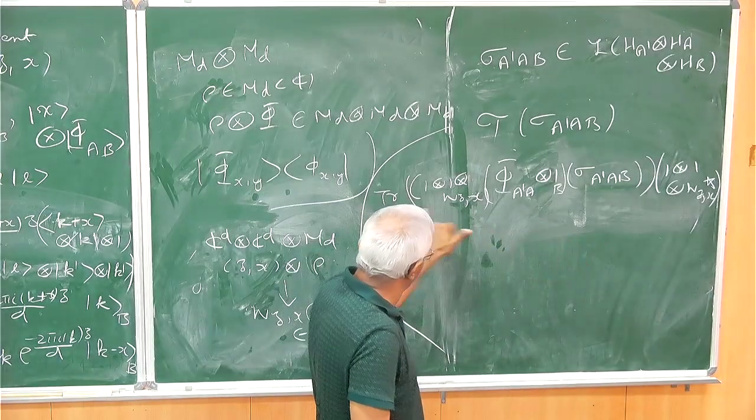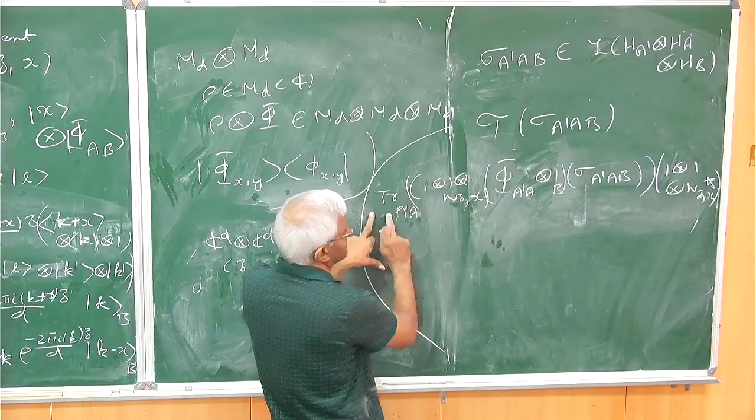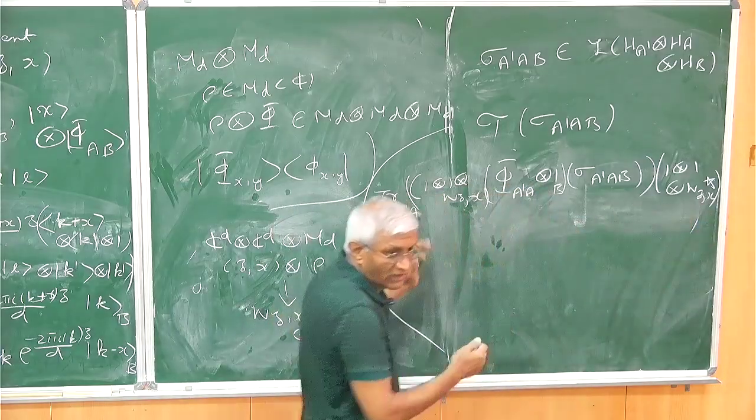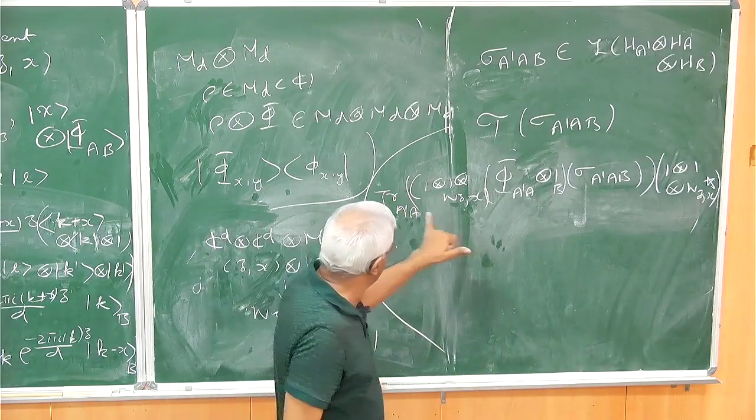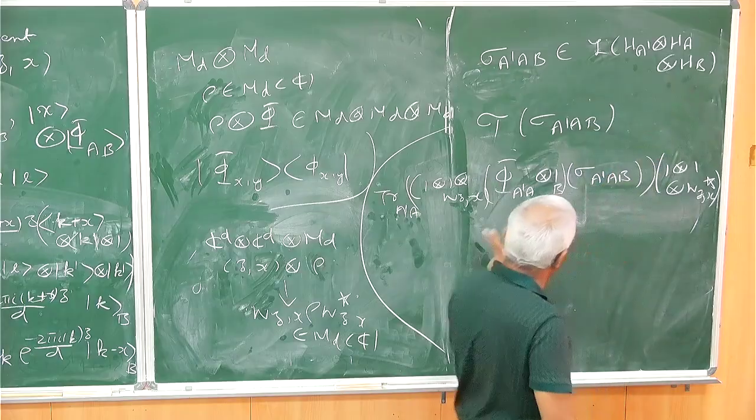This is outside that, which you can take inside. I mean, you are actually using WZX prime outside that. That's what you are doing there. But you can take it inside because the trace acts only on these two things, tensor 1, that is the trace. So you can take it inside.